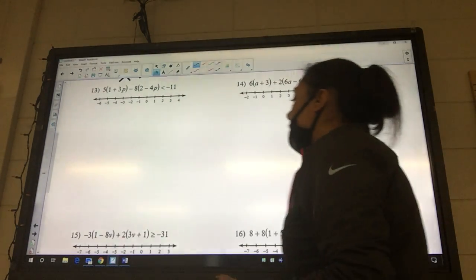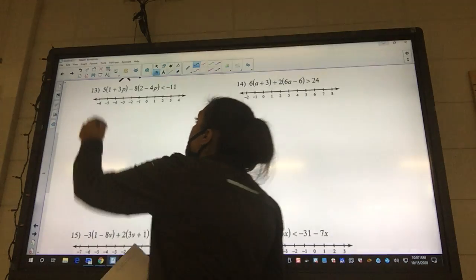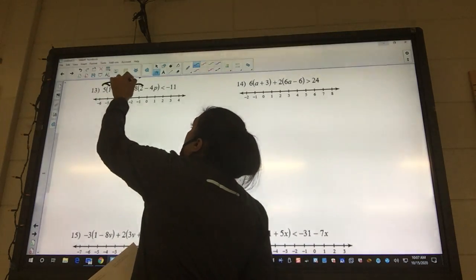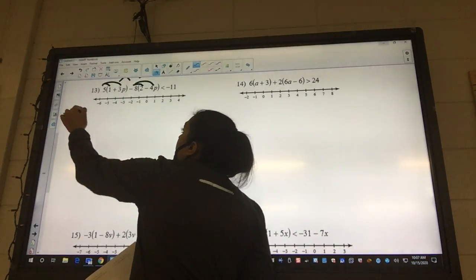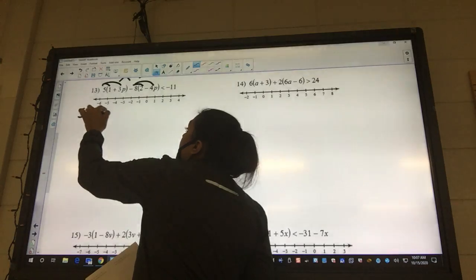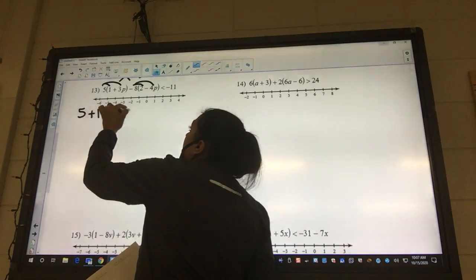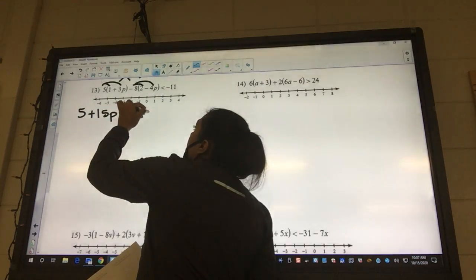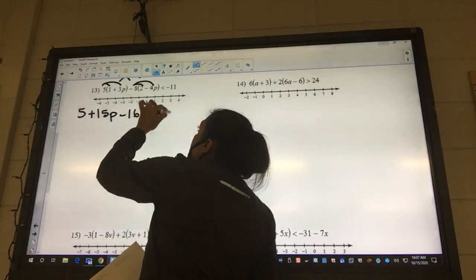Okay, let's look at 13. Same thing, we need to distribute. So I got 5 plus 15p minus 16 plus 32p.